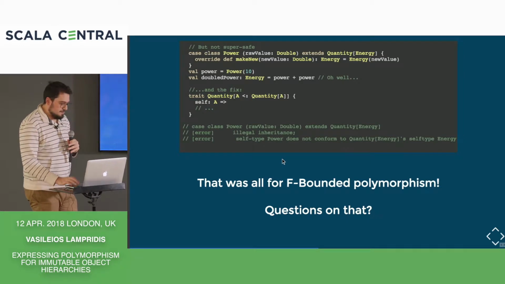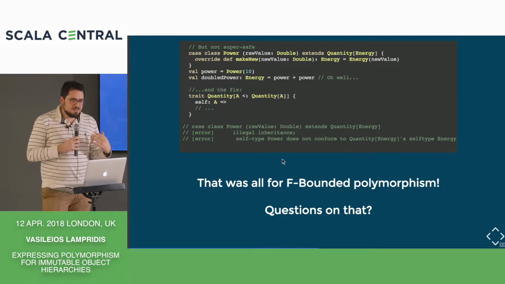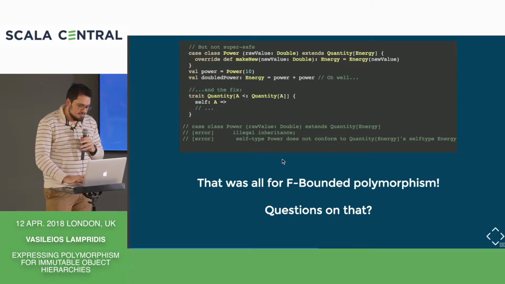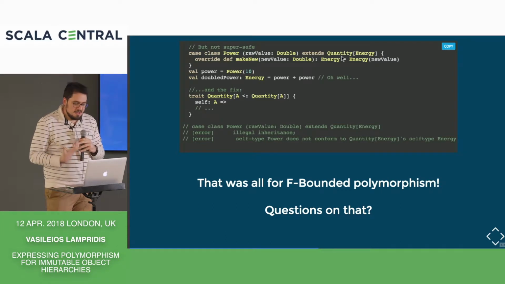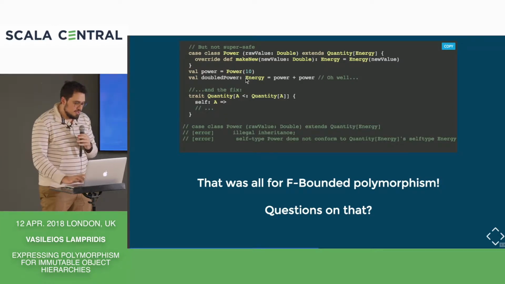And just to completely tie the knot, I'm giving an example here of a potential mistake you can get. For example, I just copy-pasted the definition of energy and just renamed it to power, but the rest of the types, by mistake, remain energy, and the compiler does not complain, so you can try and sum two instances of power and get back energy, which is obviously undesirable, and that's very easy to fix, actually.